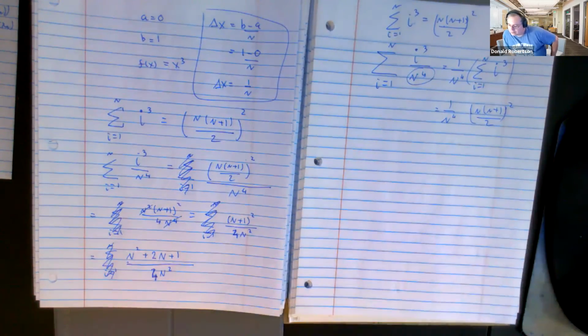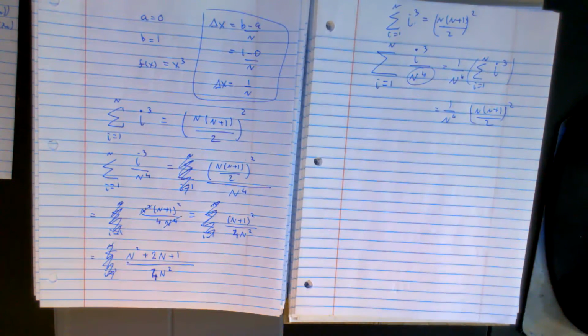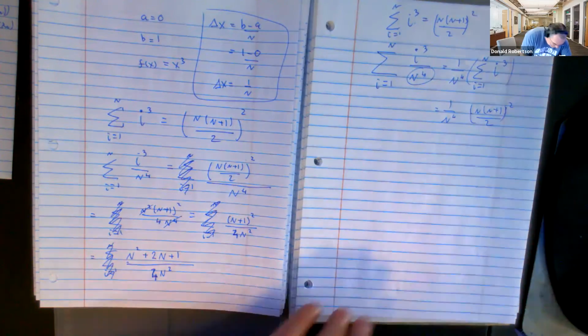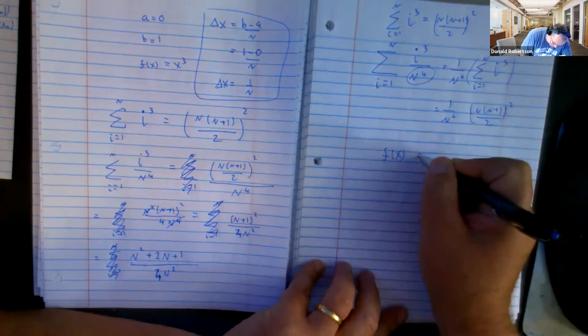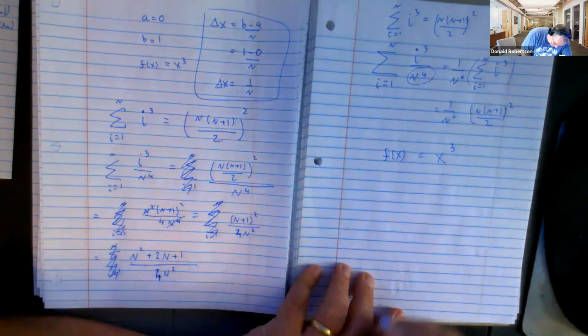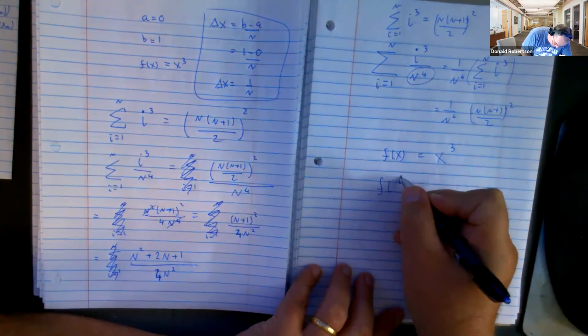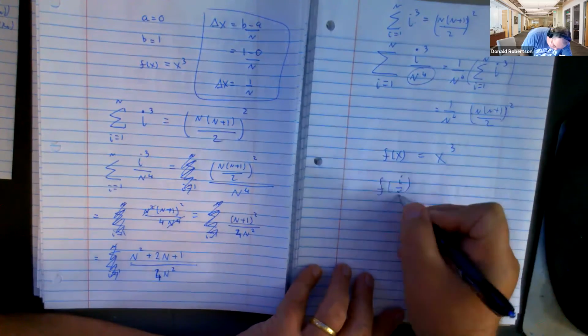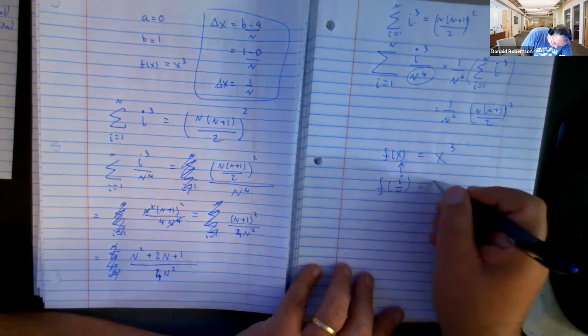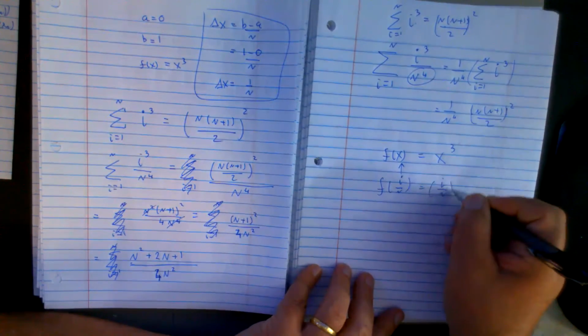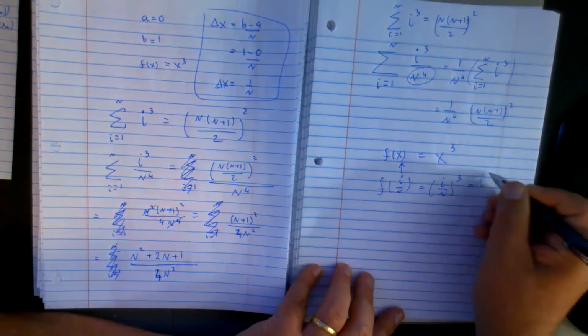Yes, Bernard. Can you explain how the i over n became cubed over n? Yes. When we looked at the original function, it was x cubed. And if you want to find the value of the function at i over n, you're essentially substituting the x with i over n. So you have i over n cubed. Okay, and thank you. That's where that came from.